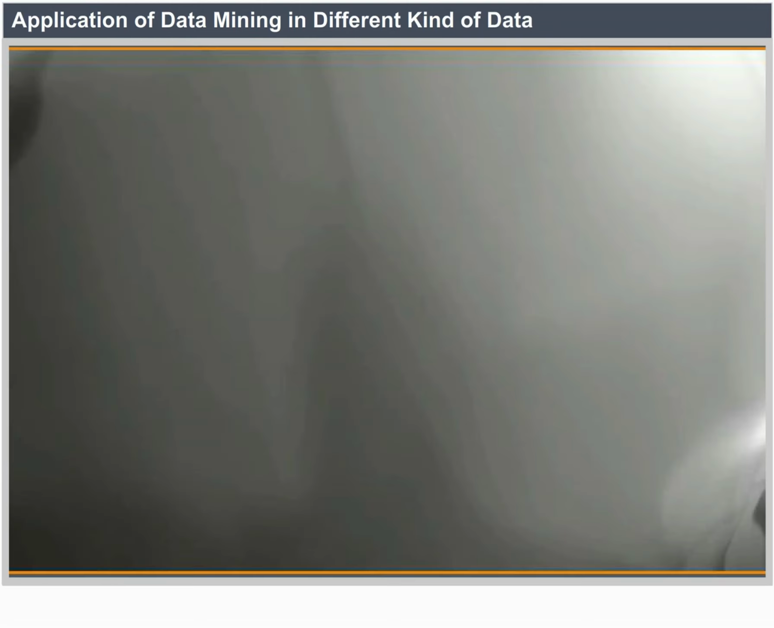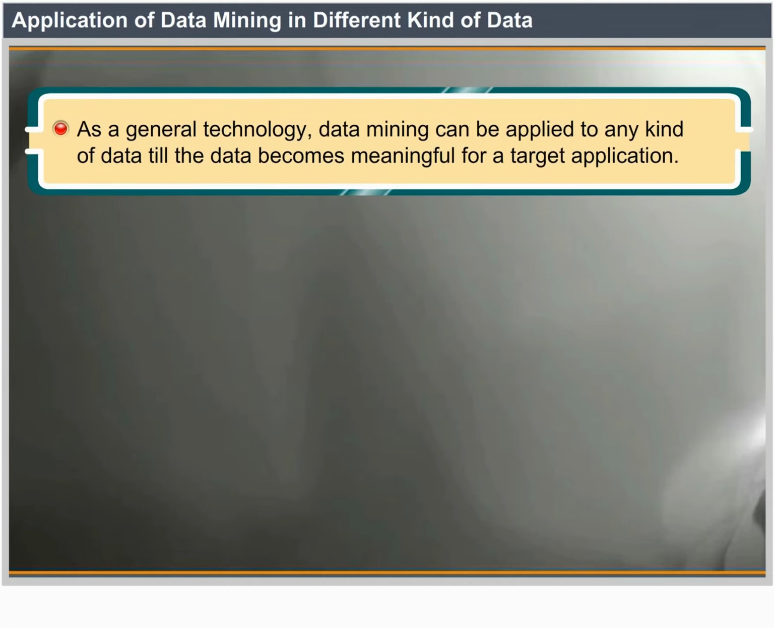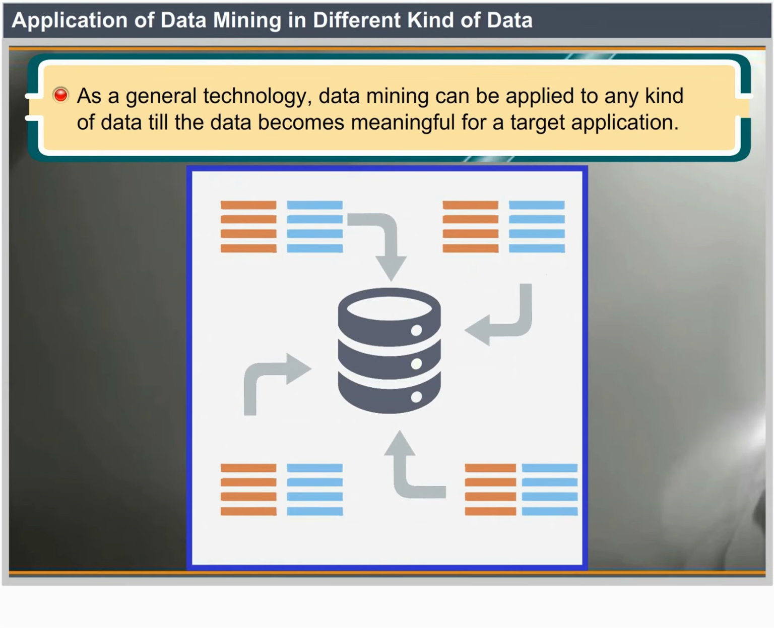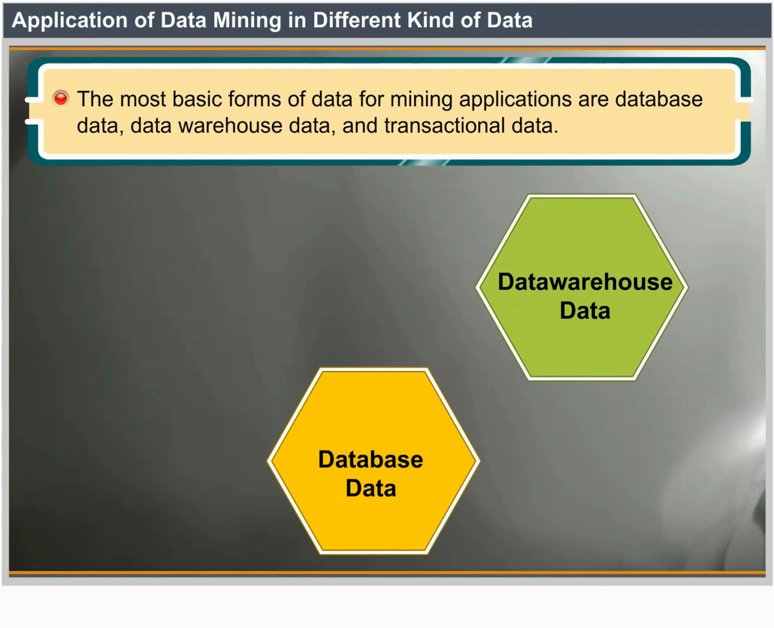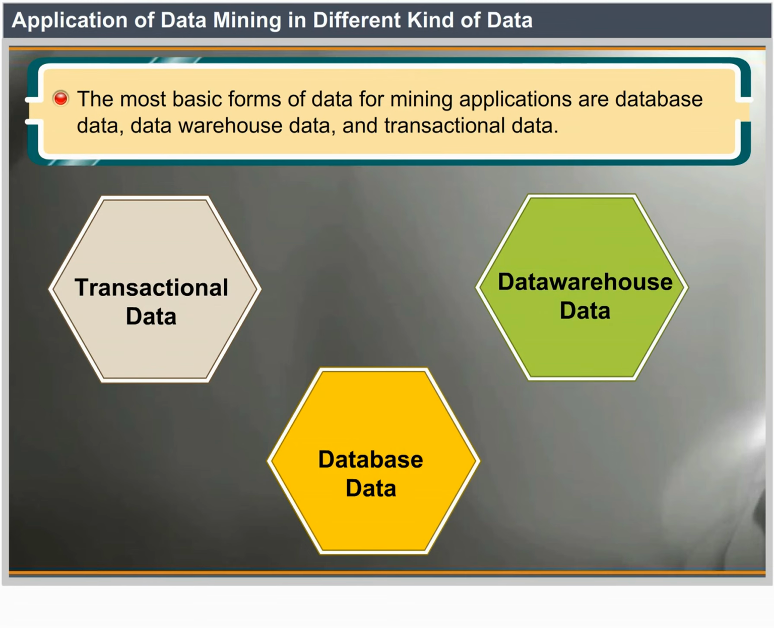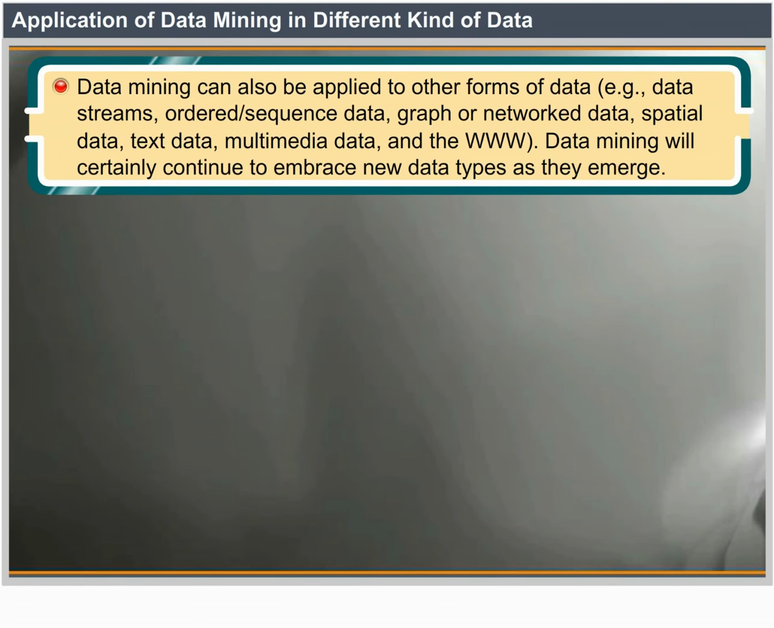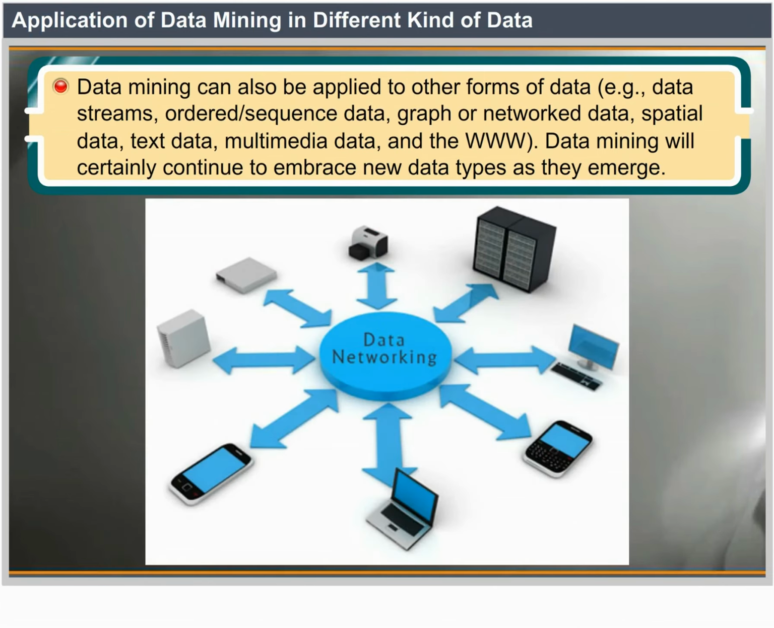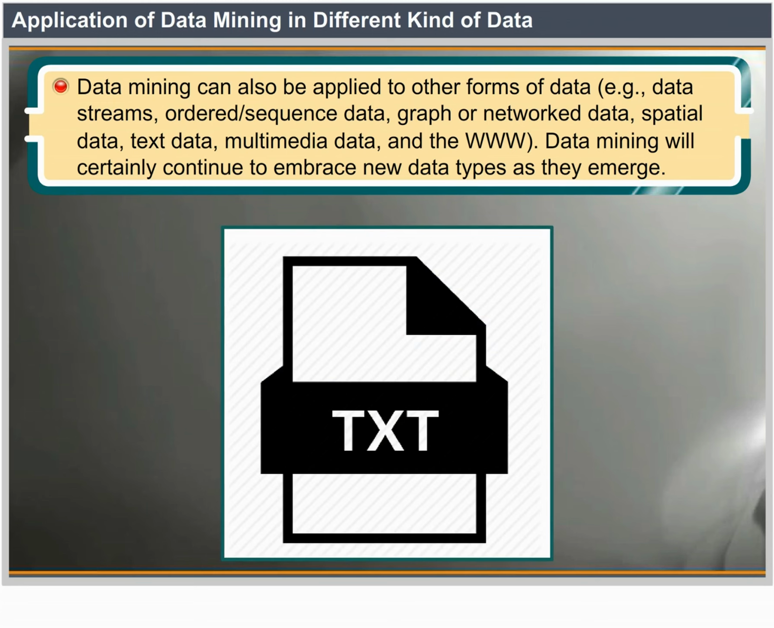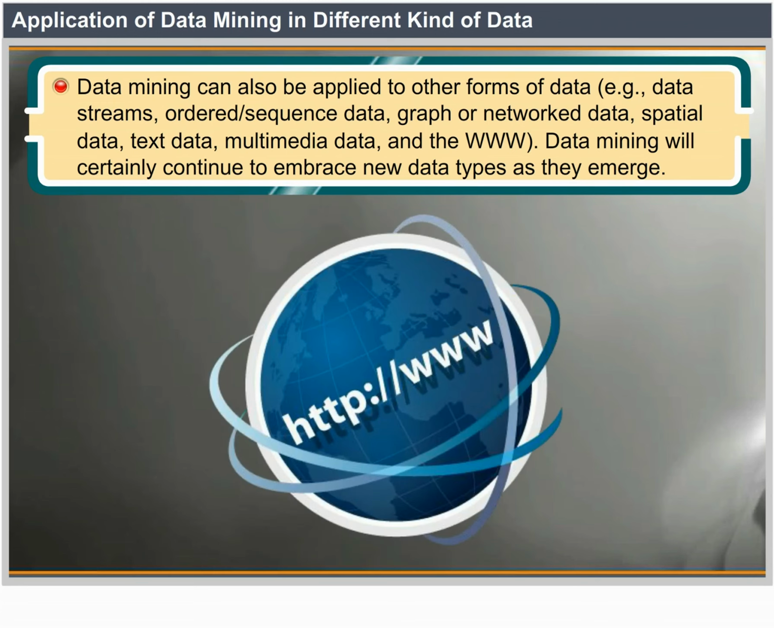Different kinds of data on which data mining is applied. As a general technology, data mining can be applied to any kind of data as long as the data are meaningful for a target application. The most basic forms of data for mining applications are database data, data warehouse data, and transactional data. Data mining can also be applied to other forms of data, for example, data streams, ordered sequence data, graph or network data, spatial data, text data, multimedia data, and the WWW. Data mining will certainly continue to embrace new data types as they emerge.